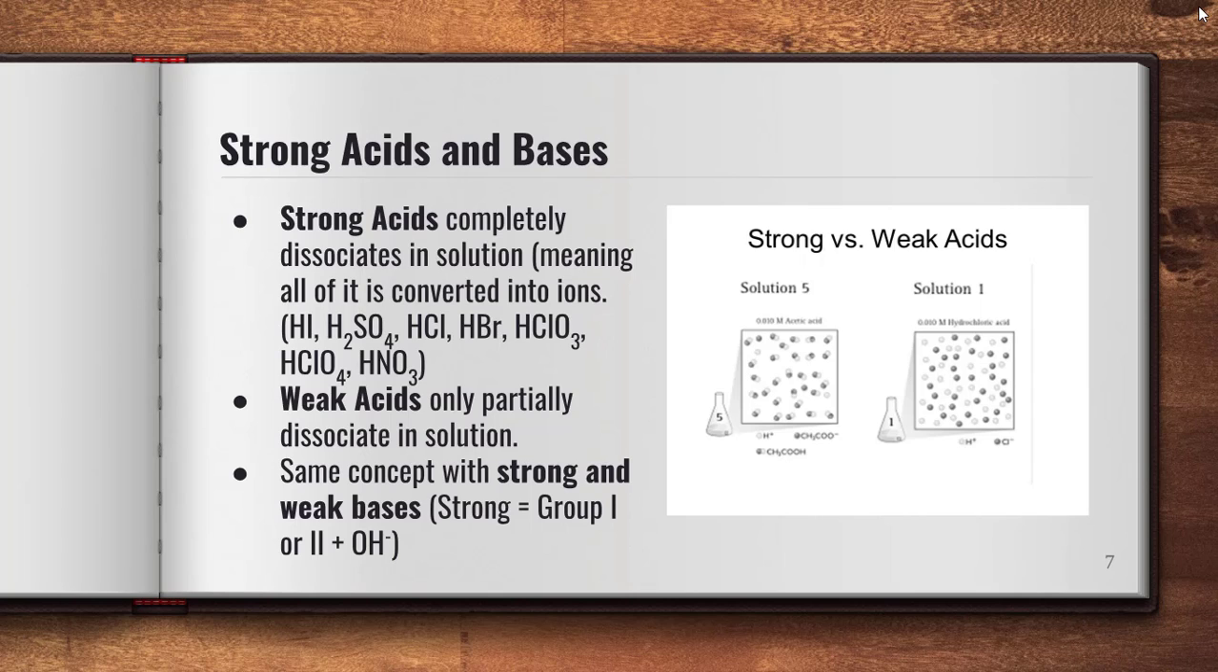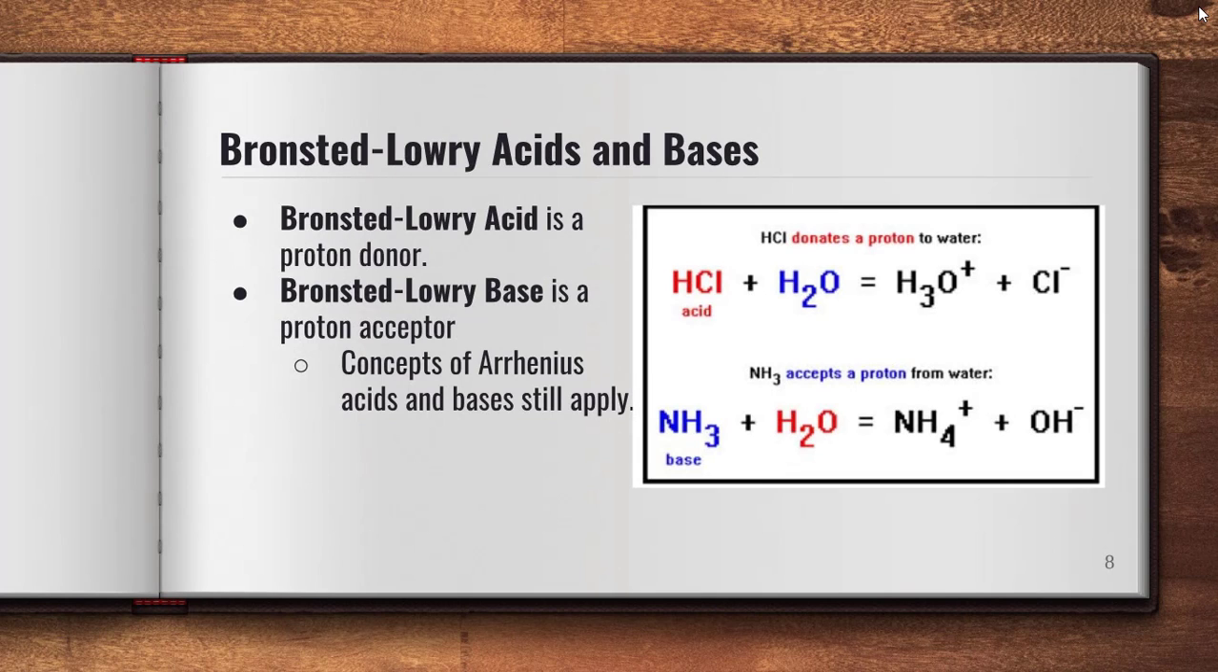If it's strong, it completely dissociates. All the particles are going to break down into the individual ions. If it's weak, only part of it's going to break down. And that significantly impacts how acidic or basic a solution can be. Another type of acid we will look at is the Bronsted-Lowry acid-base model.